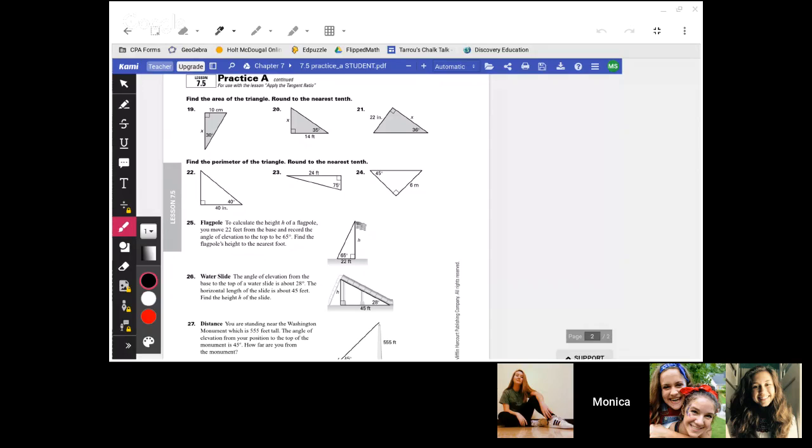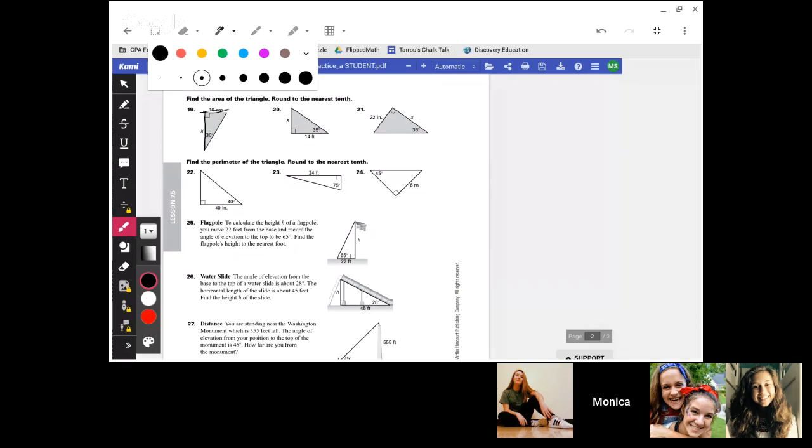Okay, Lily, for 19 through 21, you're supposed to find the area of the triangle. Now, do you remember the formula for the area of the triangle? Yeah, it's 1/2 base times height. So the base and the height of a triangle are these sides here.